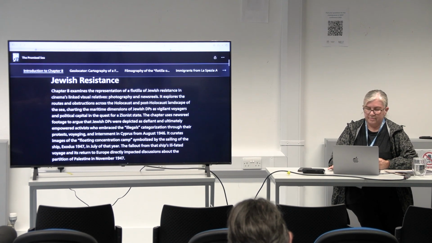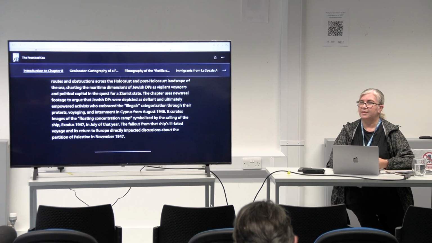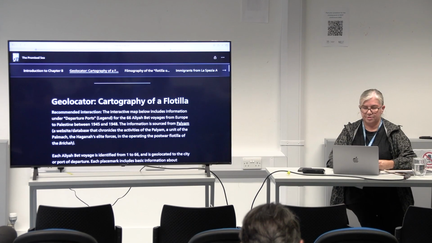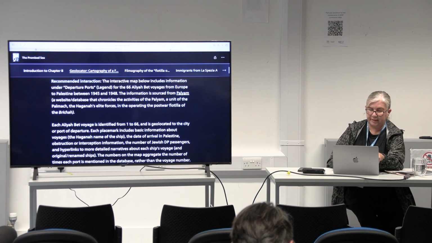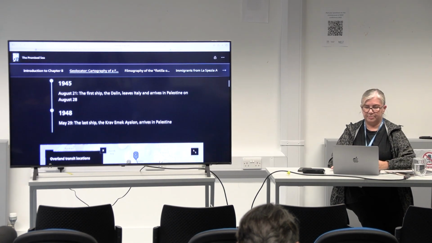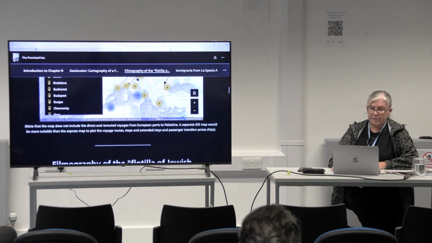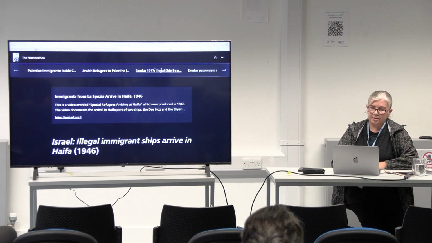And then it looked at, as I said, it's not exhaustive, it's really a suggestive kind of iteration. So the images of the floating concentration camp, obviously it looks at Exodus, but there are many other ships that predated and followed this as well. So I included the departure ports for the 66 voyages that came from Europe to Palestine, and I located them from this database, the Pallium database, and this is all referenced in the book as well, with some timeline there, the overland transit locations, and then we can go down this filmography, and then you can go across.